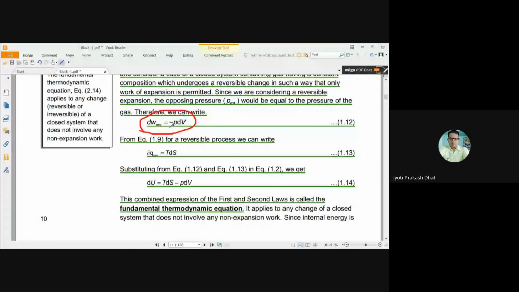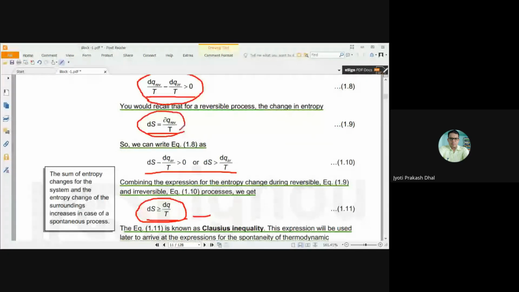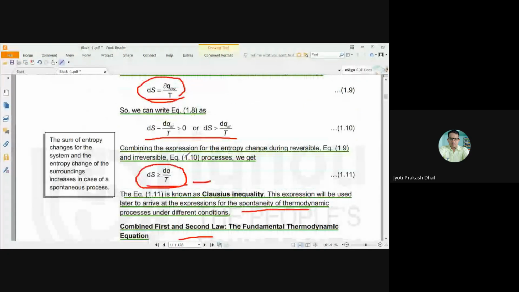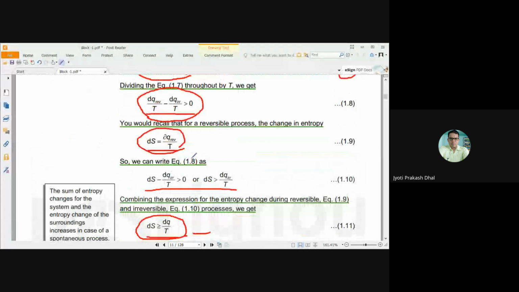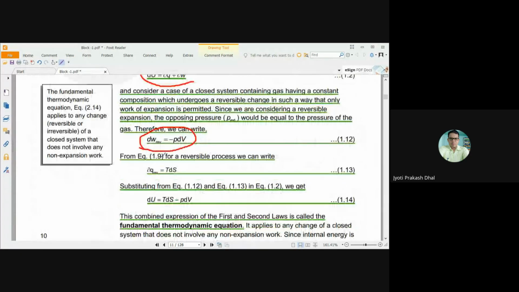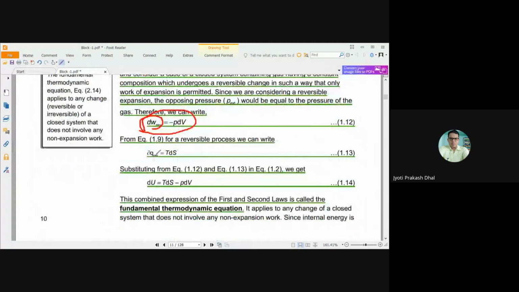Equation number 12. Now from equation 9, here we have discussed this one. So this is equation 9: TdS equals dQ reversible by T. So in the reversible condition, from equation 9, we can write dQ reversible equal to TdS. Now putting these values in place of dQ reversible, we can write TdS.